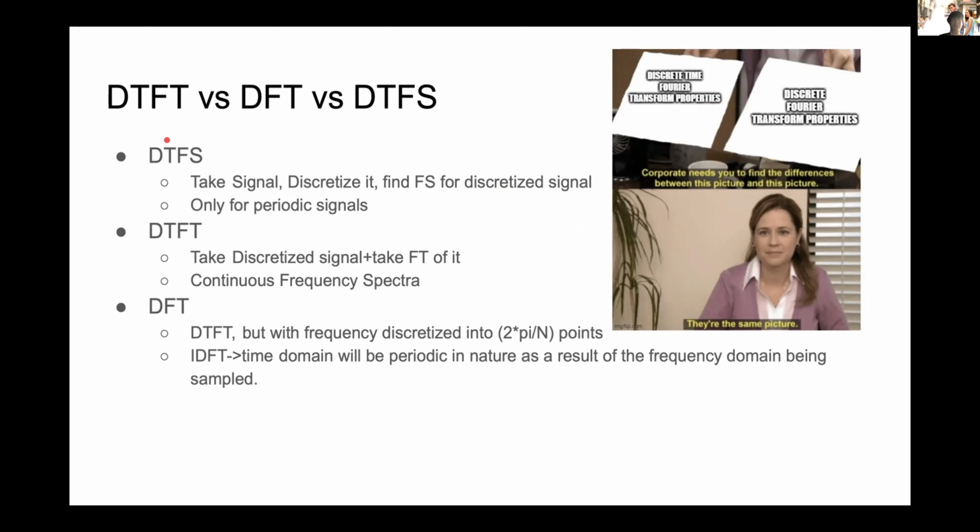So the DTFS is basically a discretized Fourier series. You take a signal, chop it up, and then you find the Fourier series of that chopped up signal. And it's only for periodic signals. If the signal is not periodic, then you take the discretized signal and take the Fourier transform of it, and it produces a continuous frequency spectrum. This is the DTFT. And then the DFT is basically the same thing as the DTFT, except you chop up the frequency spectrum into 2 pi over n points. You can think of it like a circle. What you're basically doing is taking the frequency spectrum from, let's say, 0 to 2 pi, and chopping it up in even splits along the unit circle.